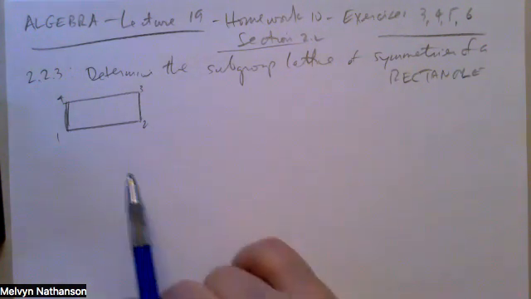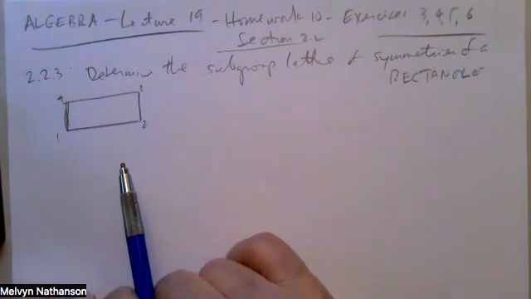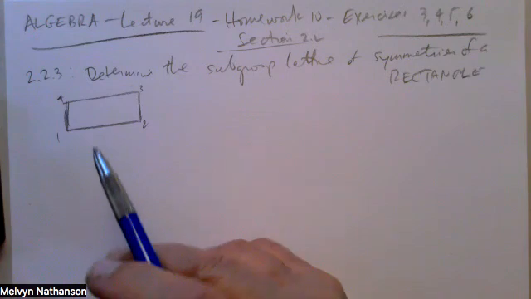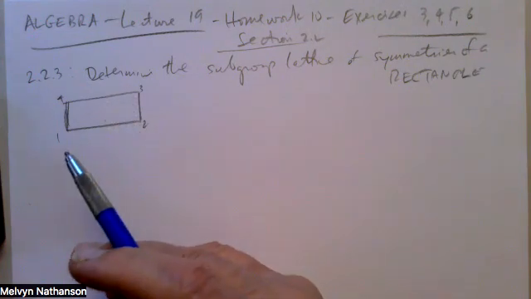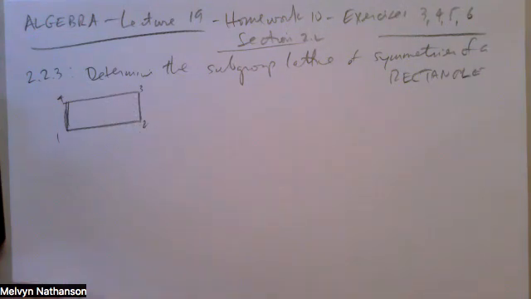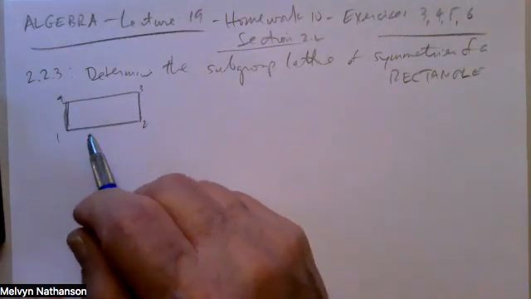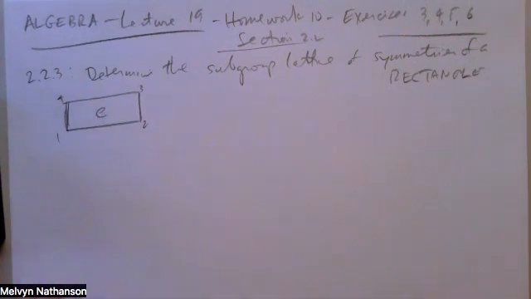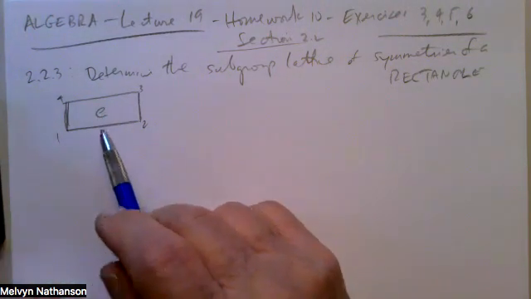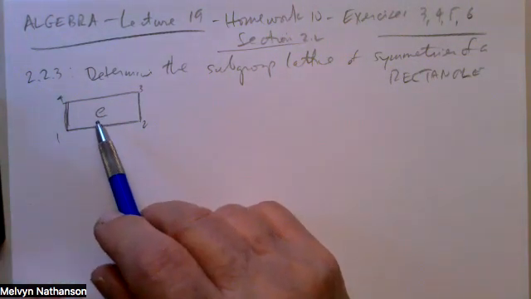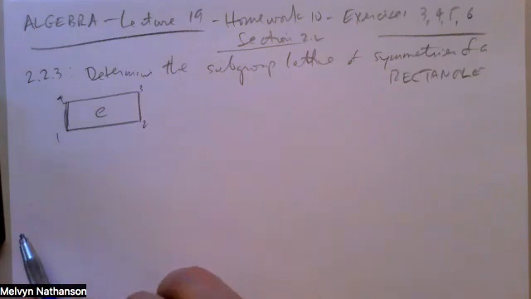And what are the symmetries of the rectangle? What are all the ways we can pick up the rectangle, not tear it or cut it, but just twist it, turn it, rotate it, so we put it back in the same space? So of course, one symmetry is the identity. It's called E. So the identity symmetry just leaves the rectangle exactly where it is.